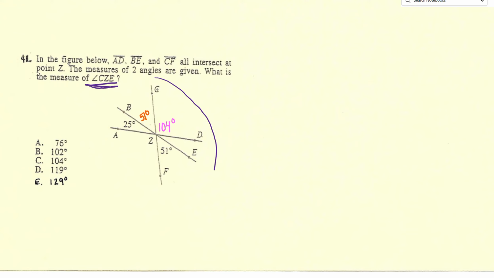The question is asking for C to Z to E, this right here. So that's going to be 104 plus whatever this angle is. Well, he is V-ing up, or vertical, to 25. So if that's 25, that's 25. And together 104 plus 25 is 129 degrees, or answer E.